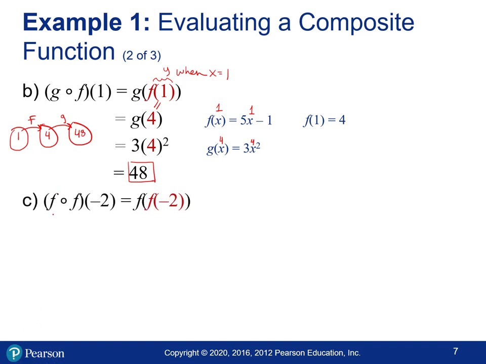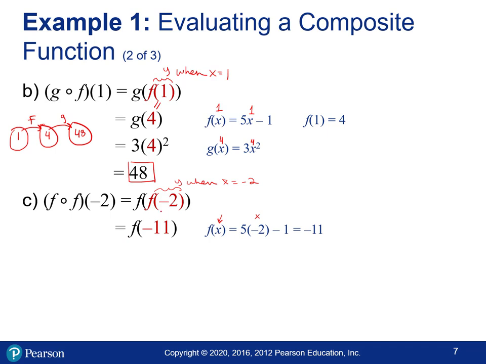All right, next one, f of f of -2. This time, this is saying plug a number into f, find out what it equals, and then plug that answer into f. So this is the y value when x is -2 in our function f. That's going to be -11, because if we put a -2 into our function f, it's 5 times negative 2 minus 1, which is negative 11.